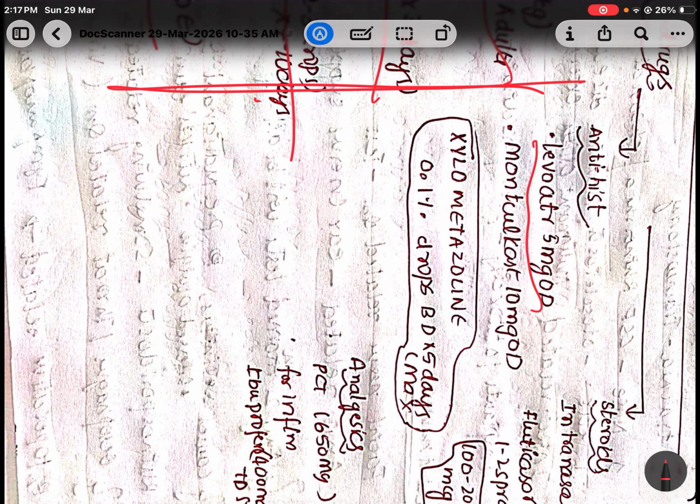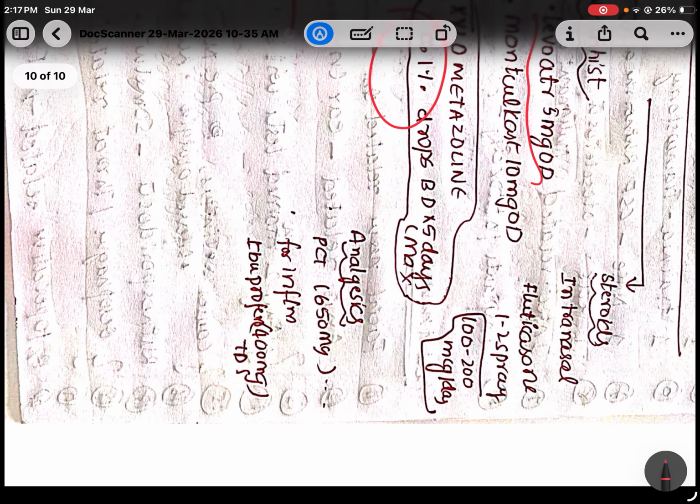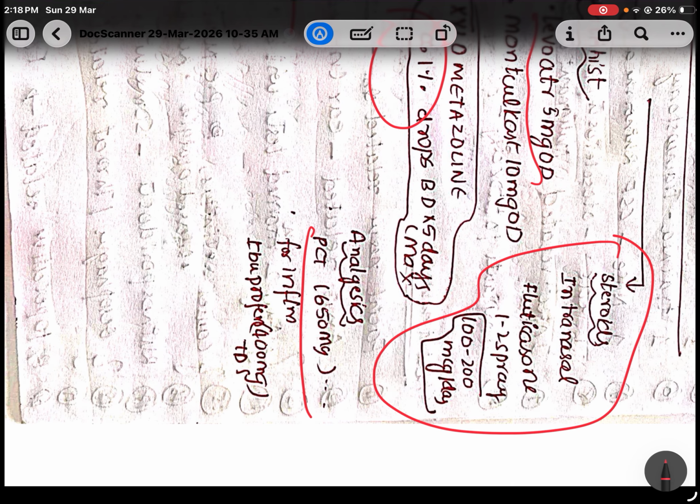Once a day you will take Levocet, Montelukast 10 mg. Again, xylometazoline, obviously, you know, it's 0.1%. Again, if you don't know, it's okay, it's fine. There's no problem. If you don't know also, it's fine. You will learn. But if you know, it's good if you present it. And again, paracetamol 650 mg. Again, ibuprofen 400 mg. Again, steroids, intranasal fluticasone 100 to 200 micrograms.